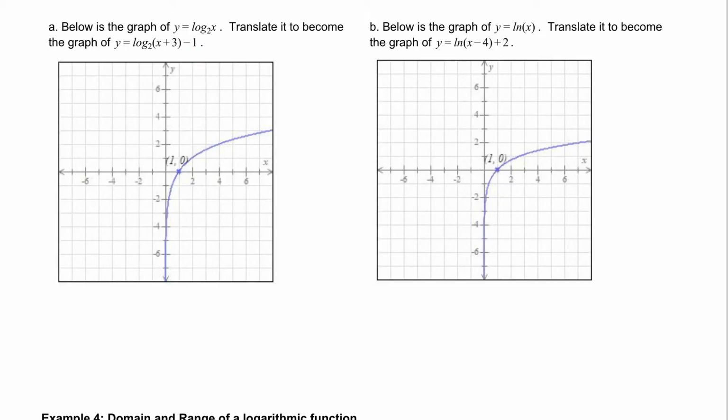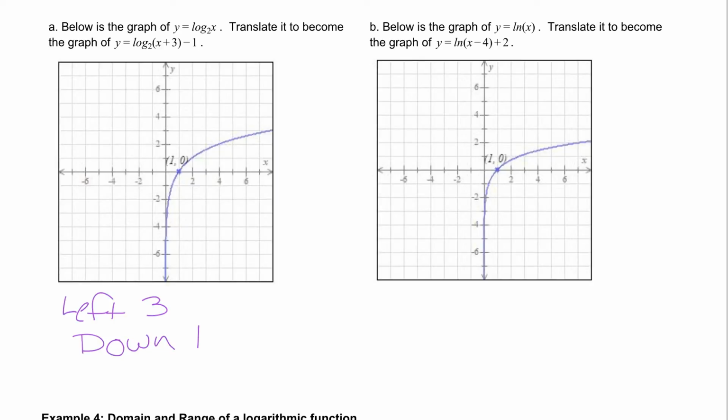Just like our exponential functions, when we were adding something within the exponent or within the function, we moved it left or right. It's the same idea with our logs. When we are working within our function in the parentheses here, that tells us to go left or right. And since it's a plus inside here, that's going to tell us that we want to move our graph to the left by 3. And then when we have our number on the outside, just like our exponential functions, that tells us to move up or down. Since it's a negative outside of our function, it's going to tell us to go down by 1. So we are essentially moving it left 3 and down 1.